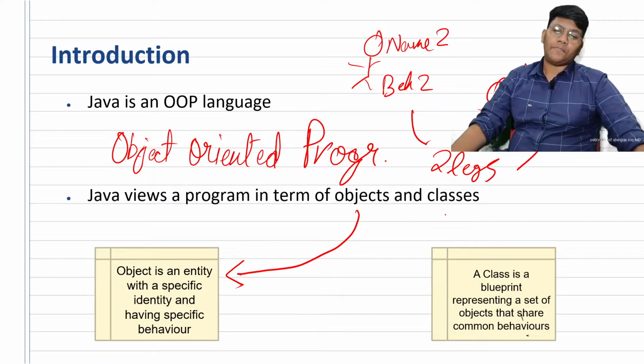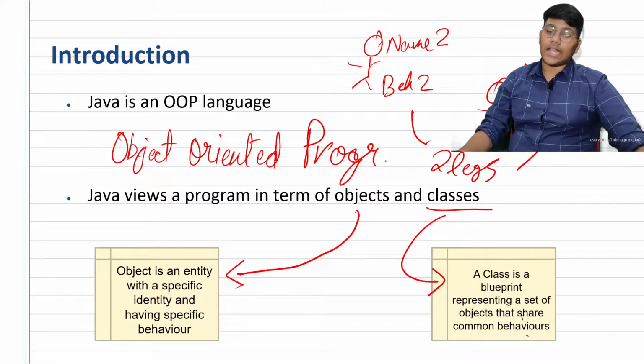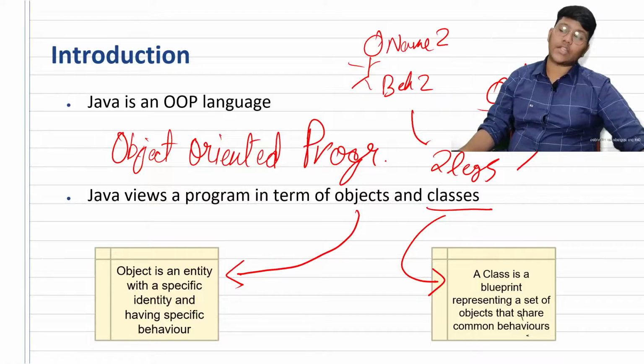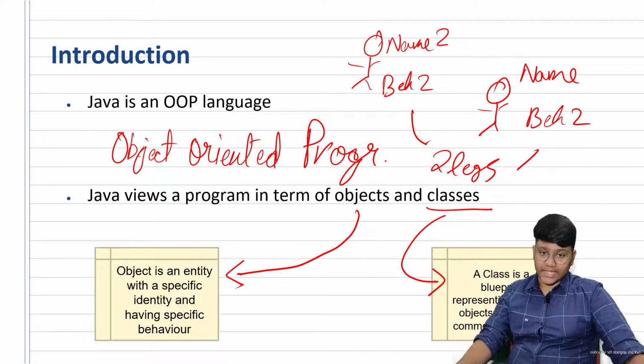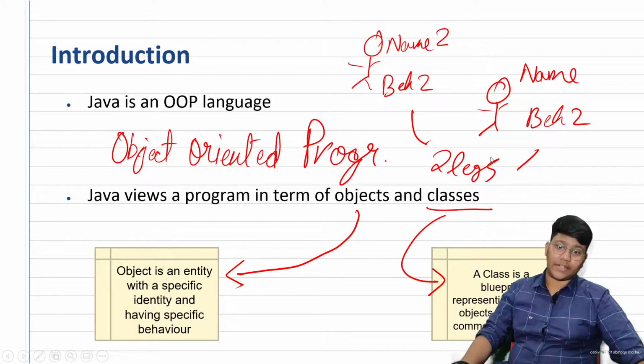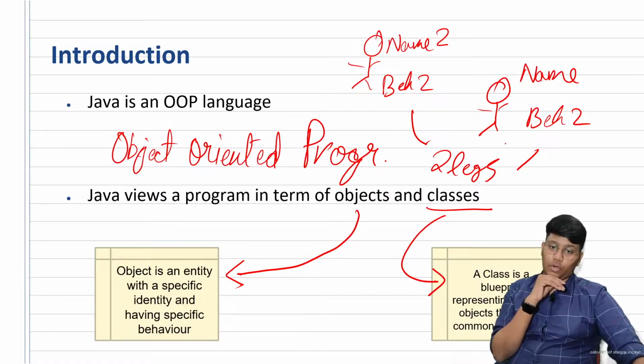Okay. Now what are classes? A class is a blueprint representing a set of objects that share common behavior. Now what you understand from this line is there are certain objects sharing the same behavior. For example, here these two objects have the same behavior, they both walk on two legs. So a class is a blueprint representing that behavior, that set of objects, these two objects.